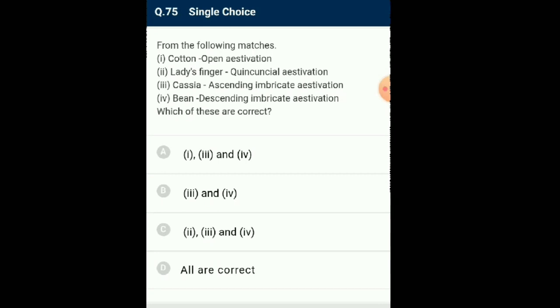Question number 75. From the following matches, cotton, open estivation is given; lady's finger, quincuncial estivation; cassia, ascending imbricate estivation; bean, descending imbricate estivation is given. From this, the correctly matched ones are the third one and fourth one. In cassia, ascending imbricate estivation is correctly given. In bean, descending imbricate estivation is correctly given. So from the given four pairs, third and fourth are correct. So the answer for this question is option B.